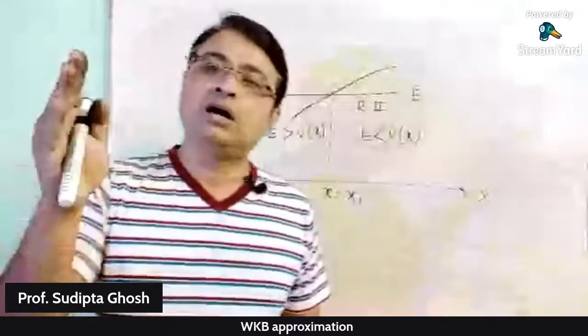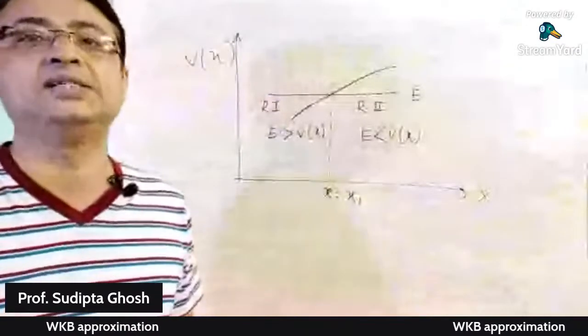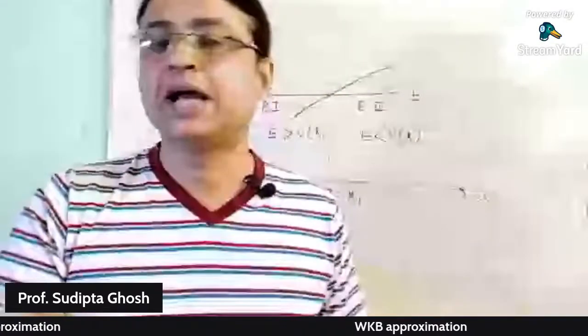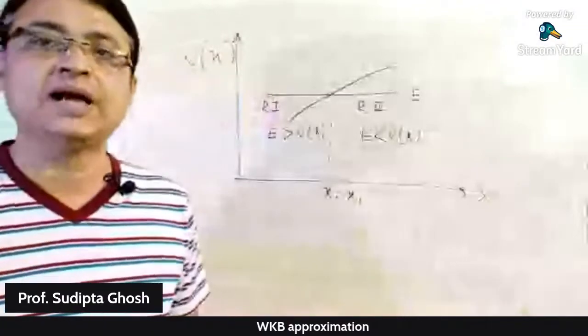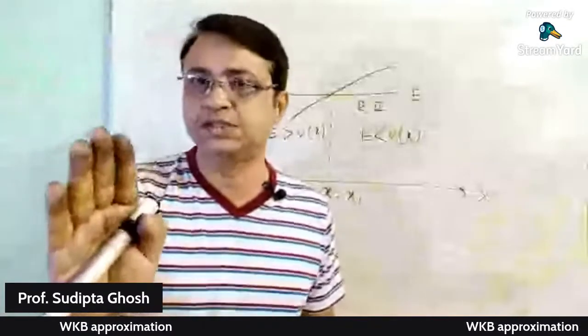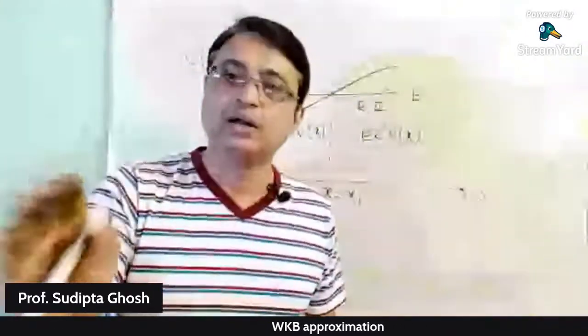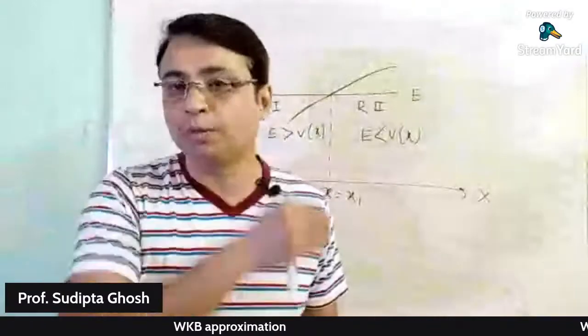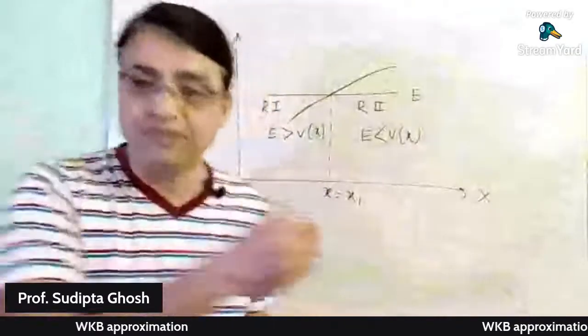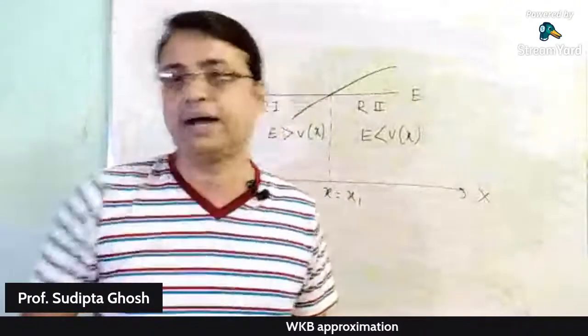Now, what will happen in the region where E and V(x) become equal? When E equals V(x), the particle stops its journey, as it cannot move forward again, but it can move in the opposite direction. It is the reflection case, it can reflect back.